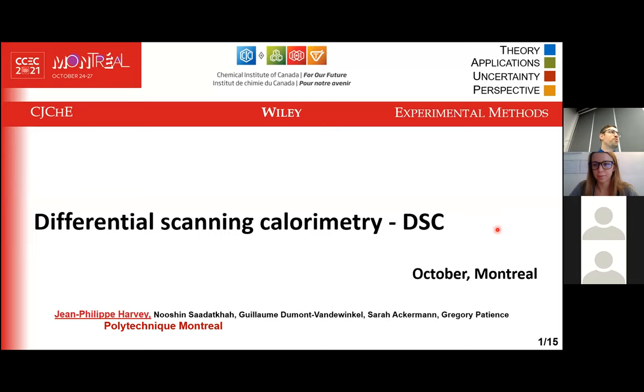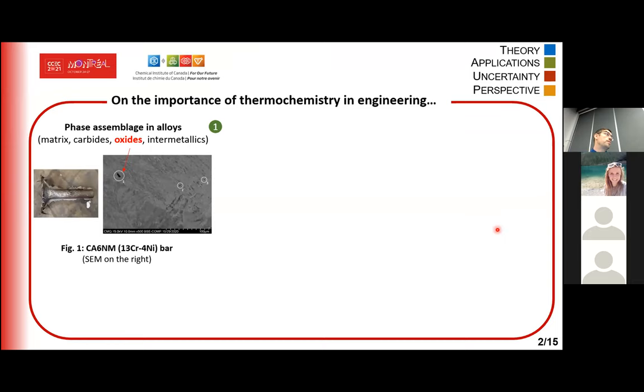Okay, so hello everyone. I'm happy to be here today and present you some of my research and work about the use of the DSC. Before I start talking about this equipment, I wanted to share some experience that I have with the equipment because I'm using it on a daily basis. So I'm going to share a couple of examples here, which are directly connected to the importance of thermochemistry in engineering. So most of the talk will be focused on inorganic chemistry, high temperature chemistry.